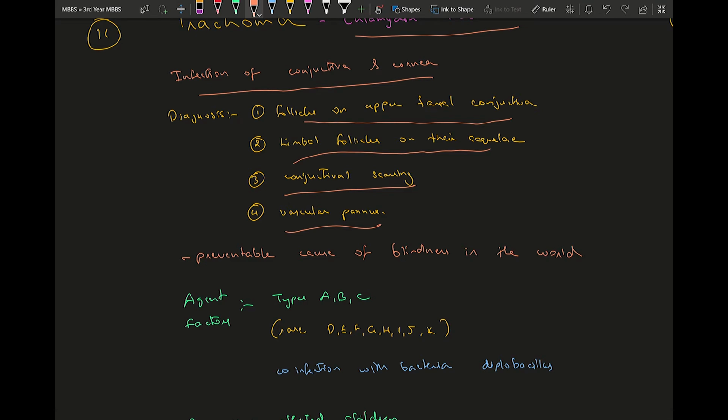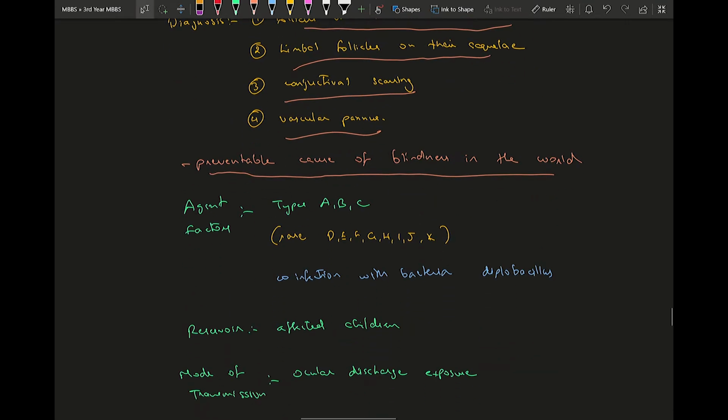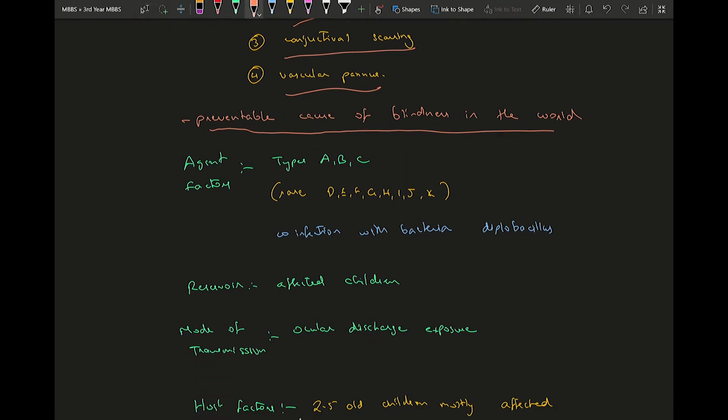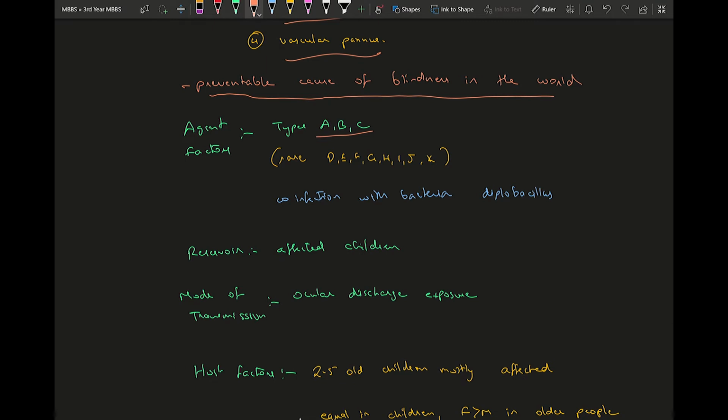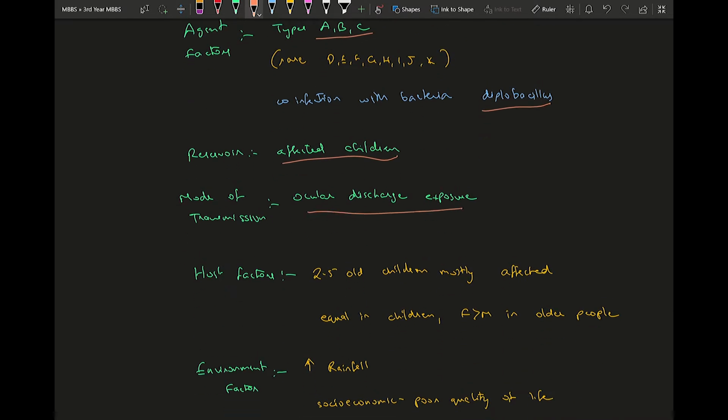This is the most common preventable cause of blindness in the world. Regarding the agent factor, there are three types of chlamydia which cause this, which are A, B and C primarily, and D, E, F, G, H, I, J, K which cause sexually transmitted disease. This corneal or eye trachoma is rather rare. Due to trachoma, there may be suitable growth for bacteria like Diplobacillus. That's an important point there. Reservoirs are affected children. The mode of transmission is via exposure to ocular discharge.